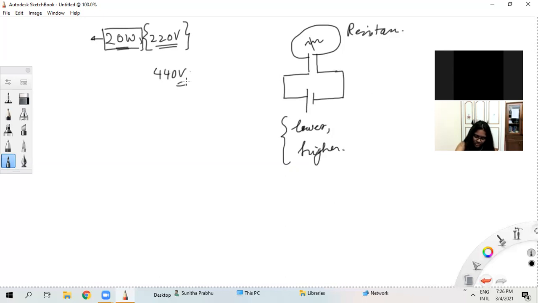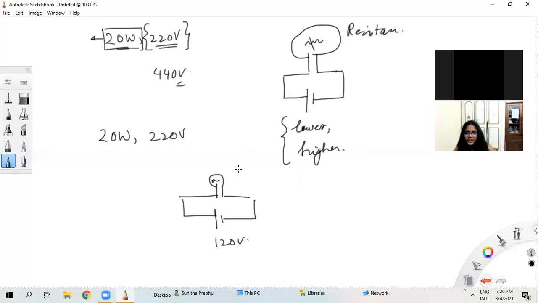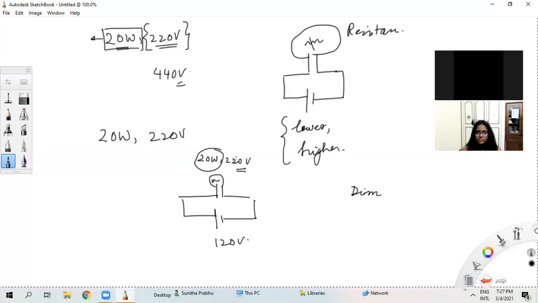Another question is, is it possible to make a 20 watt, 220 volt bulb glow when you connect it to, let's say, a 120 volt source? If the 220 volt bulb is connected to 120 volts, will the output be 10 watts? It's not going to be as per specification. It's not that it will not work, it may work, but it will be dim. It is not going to give you the promised output. Of course, you can't put it at 440 because the resistance inside is not designed to withstand it. It will blow. At low voltage, it may not blow, but it will not give you the desired output.